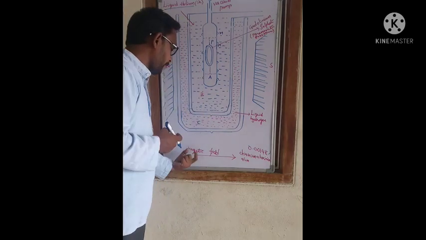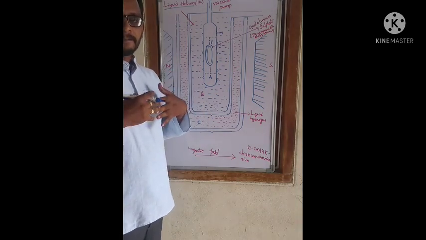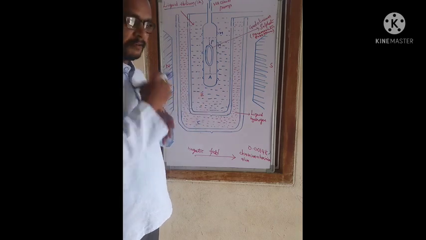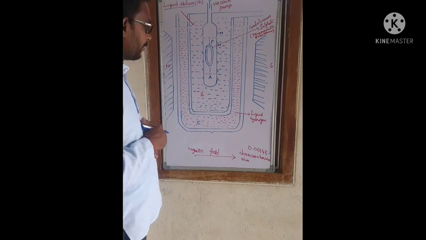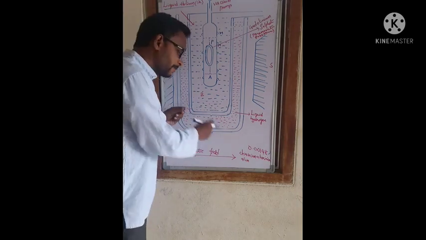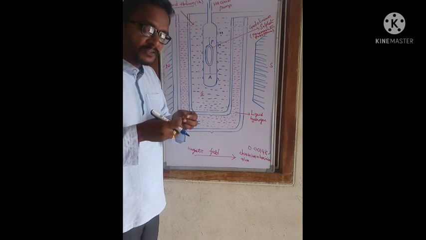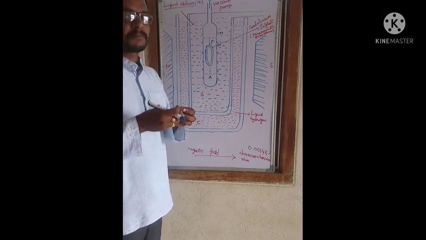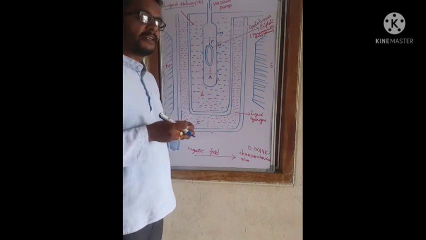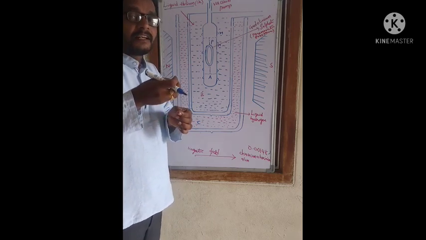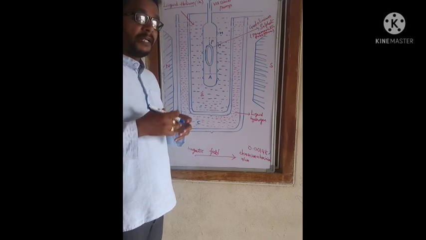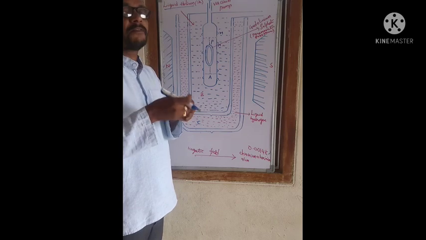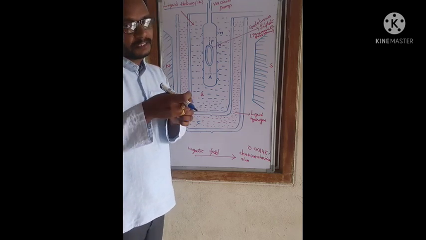So as soon as I applied the magnetic field, immediately they aligned in the magnetic field direction. In this process, what happened? The temperature of the paramagnetic substance is slightly increased. As soon as I apply the magnetic field, magnetization takes place within the substance. As a result, the temperature of the paramagnetic substance is slightly increased.